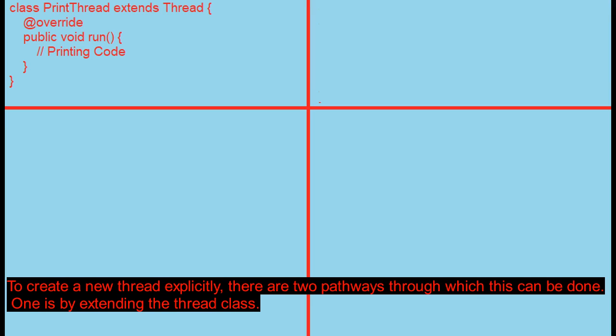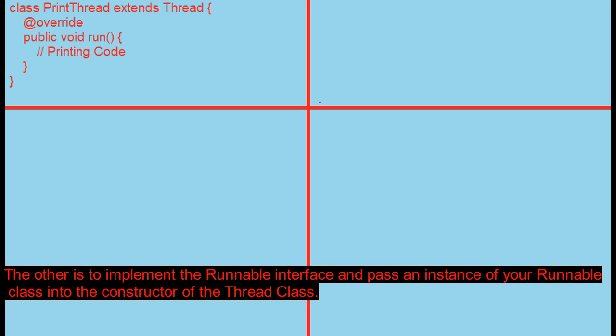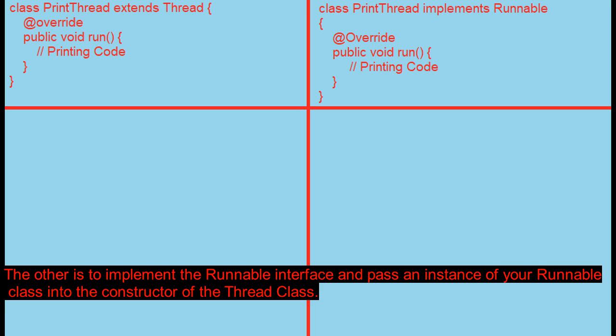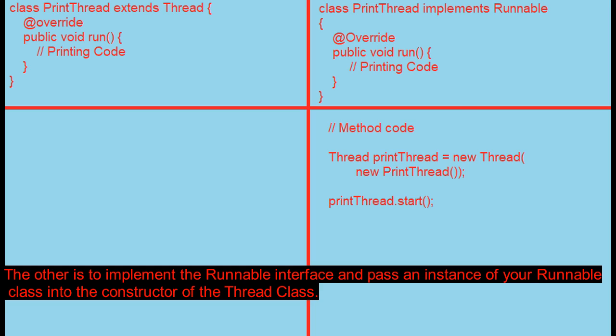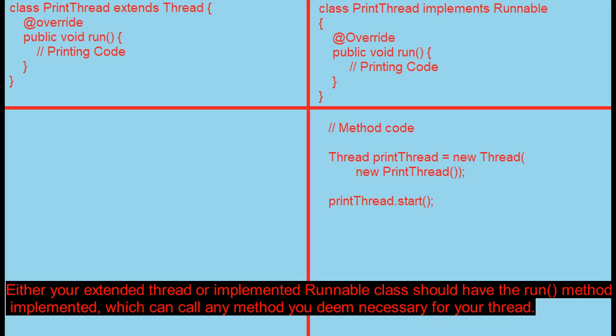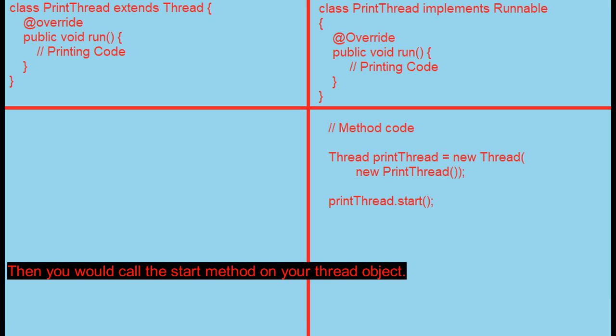To create a new thread explicitly, there are two pathways through which this can be done. One is by extending the Thread class. The other is to implement the Runnable interface and pass an instance of your Runnable class into the constructor of the Thread class. Either your extended Thread or implemented Runnable class should have the run method implemented, which can call any method you deem necessary for your thread. Then you would call the start method on your thread object.